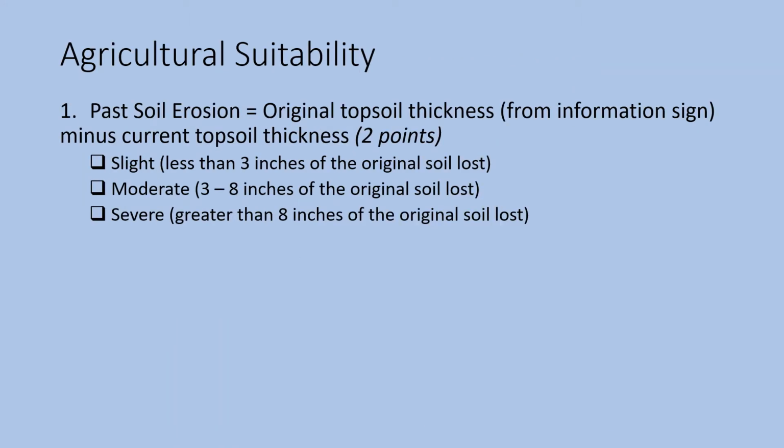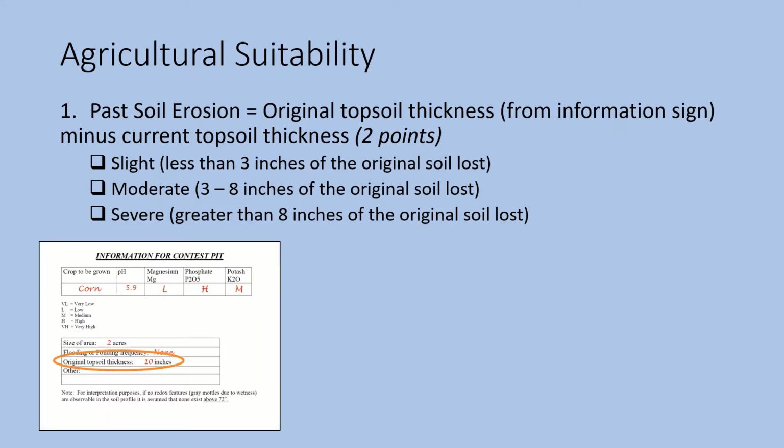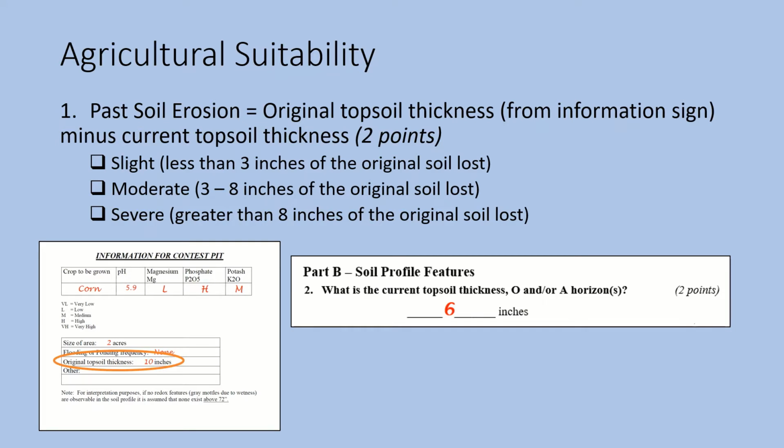In this first question, we're asking you to estimate the amount of soil that has eroded from the site. To do this, you're going to use the original topsoil thickness, which we'll give to you, and you'll subtract the current topsoil thickness that's at the site. The original topsoil thickness you can find on the information sign, and then remember you measured the current topsoil thickness in Part B, Question 2.